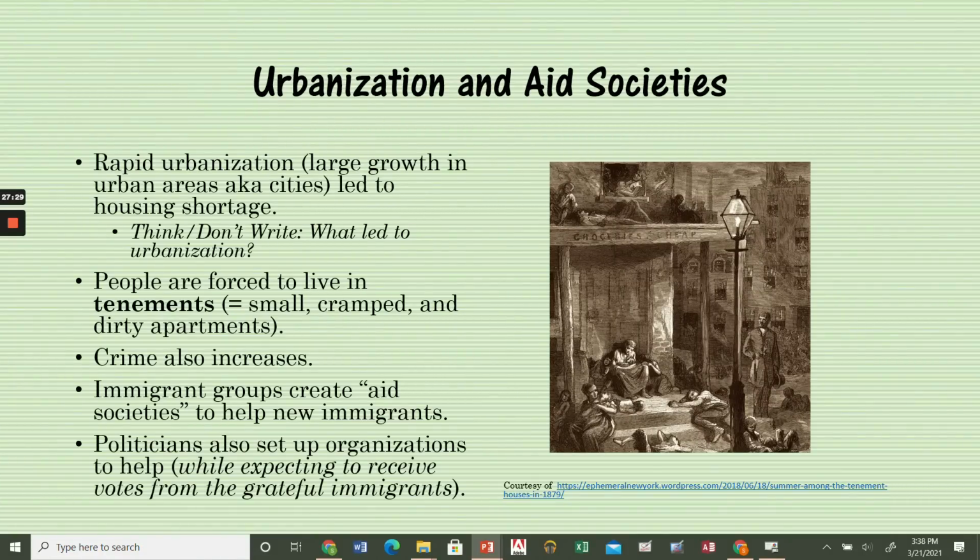And so you had these aid societies to try to help these immigrants. And then politicians also set up organizations to help. But let's be honest, a lot of these politicians were doing it expecting to receive votes from the grateful immigrants. So it was a situation like, hey, I'm a politician, and I know I'll help you get housing. And by the way, there's an election in 3 months, and if I'm going to help you get housing, I'd really like you to vote and help me get elected. All right, so it was sort of that type of situation. But nonetheless, politicians did set up organizations that helped immigrants.